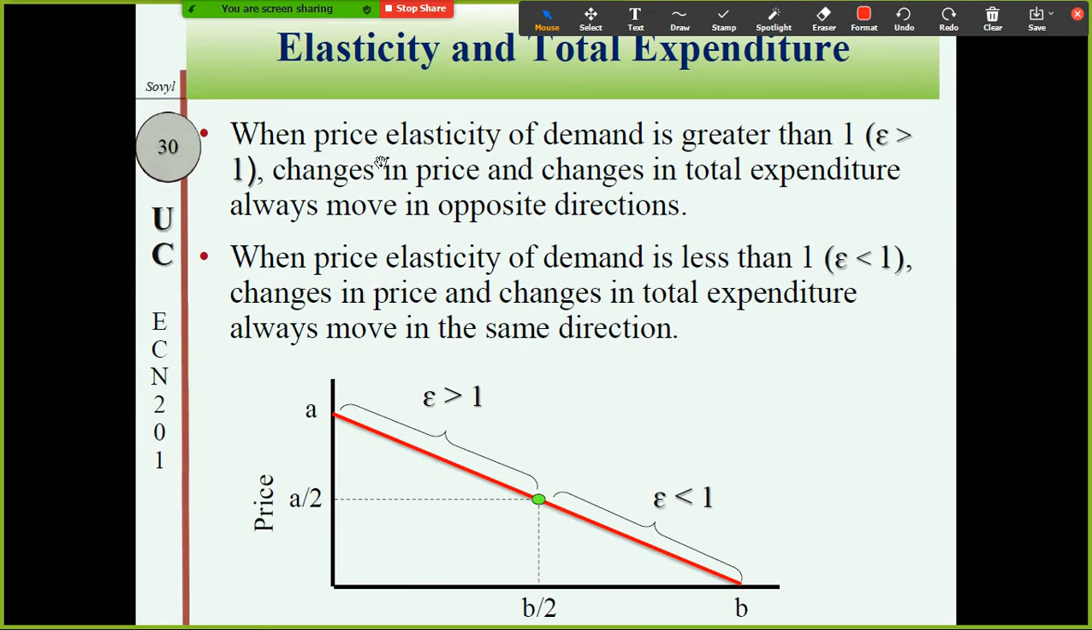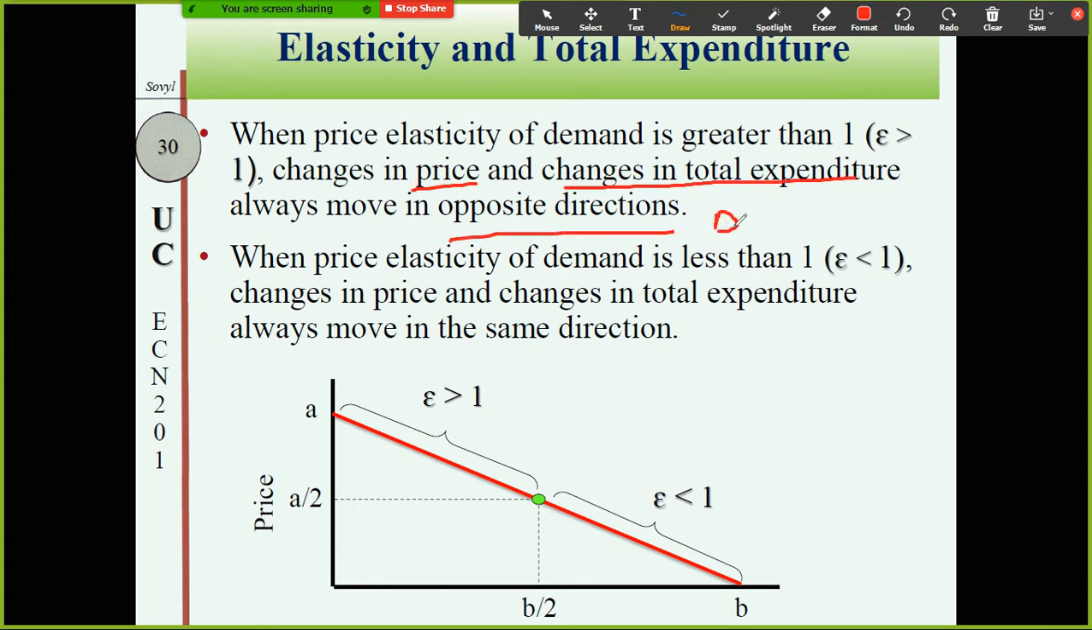When the price elasticity of demand is greater than 1, that means elastic, the change in price and the change in total expenditure always move in opposite directions. In the elastic area, the change in price and the change in total expenditure go opposite. What does it mean? If the change in price goes up, the change in total expenditure goes down.